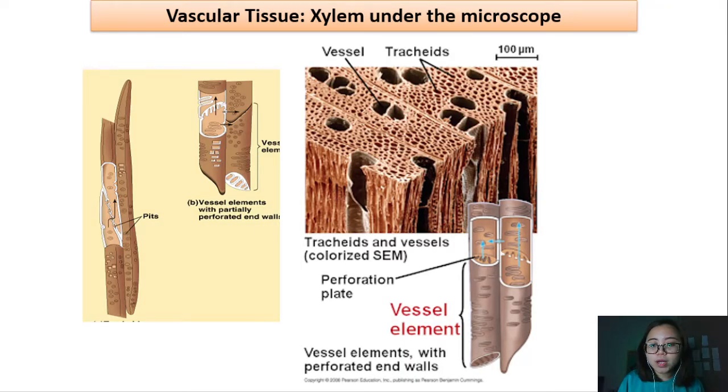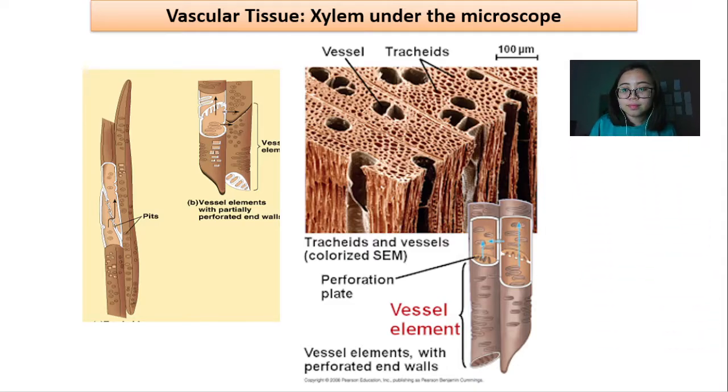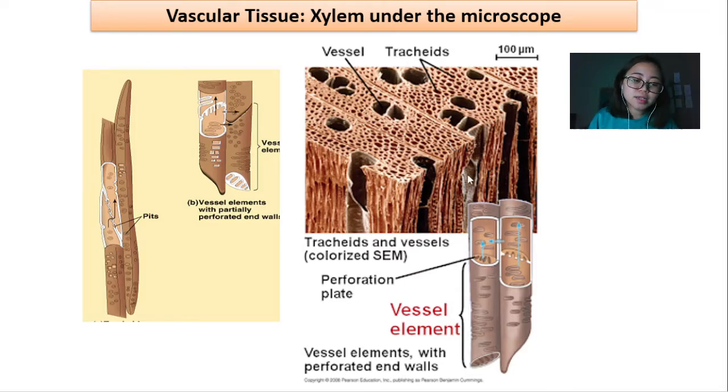And this is what they look like under the microscope. Macam geli sikit kan, tapi jangan geli. Ini adalah memang, that's just how it looks like under the microscopes. The big ones are the vessel elements, and the smaller ones are the tracheids.